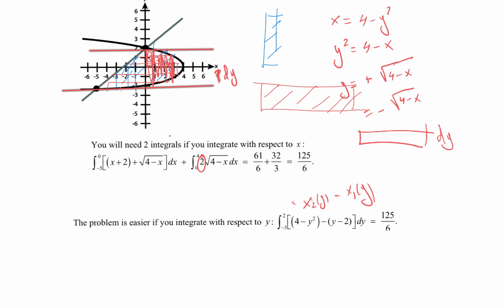So the x2 of y is the parabola. So it's 4 minus y squared. And the x1 is the rectilinear line, so it's y minus 2. So the integral d dy is done. It's in one shot. You fill the space with horizontal elements, horizontal rectangles, and you make only one integral from y equal minus 3 to y equal 2. Okay, let's go to the last problem, I think, and I hope.